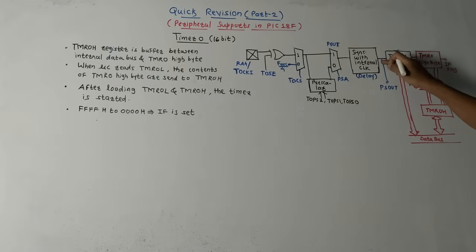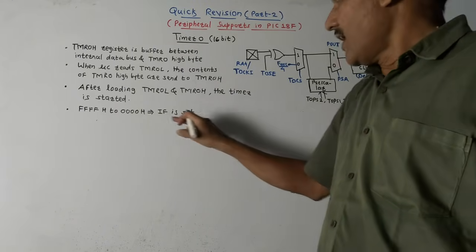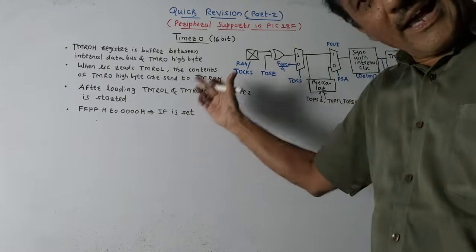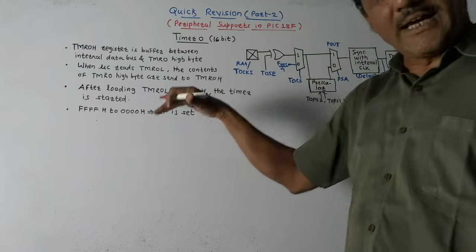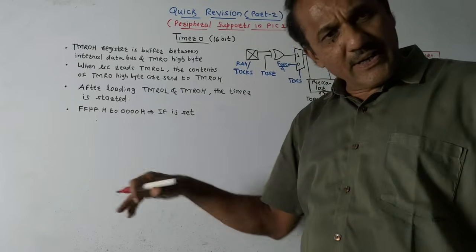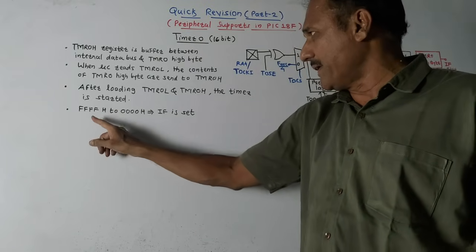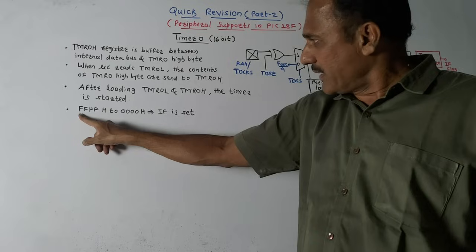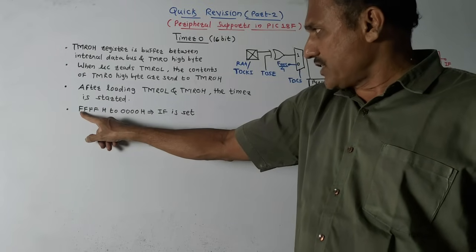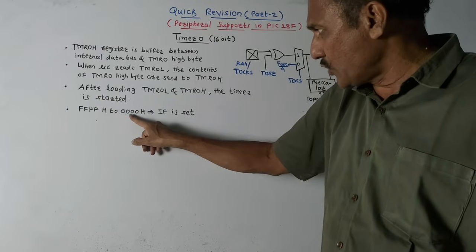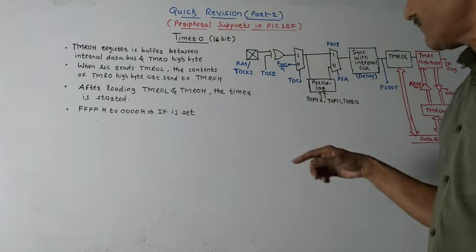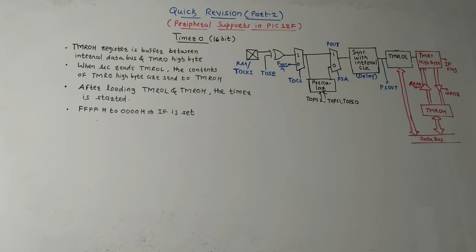Whenever the microcontroller reads these values, whatever the contents are there in the high byte register will be transferred to the Timer 0 H register. After loading the Timer 0 L and Timer 0 H registers, the timer is started. And it is similar to that of the 8 bit timer 0. But in this case, whenever the count reaches from FFFFH to 0000H, then the interrupt flag is set.